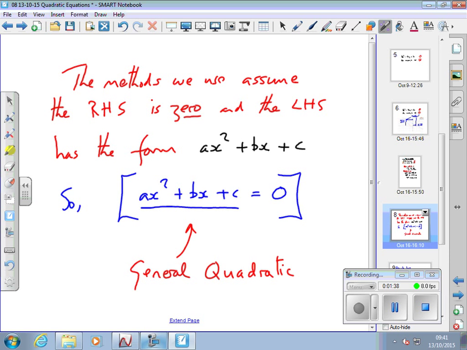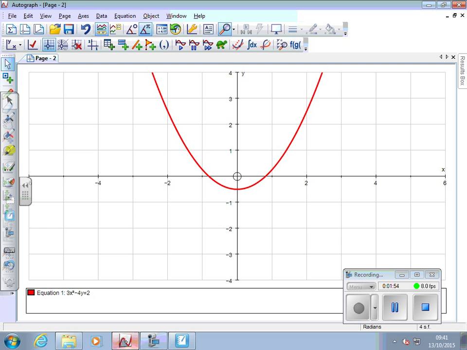So if we can come up, as we will do, with a way of solving a general quadratic like this, then we can solve any quadratic. One way is to rearrange the equation so the right-hand side is 0, and then into the Autograph type y equals that. And then you're looking for when y equals 0, because that's where it cuts the x-axis. And so your solutions are here and here. So that's one way to do it. Just look for where it cuts the x-axis. 2 solutions, remember.